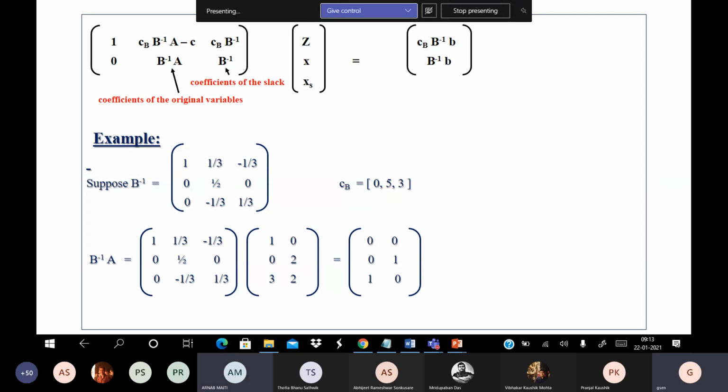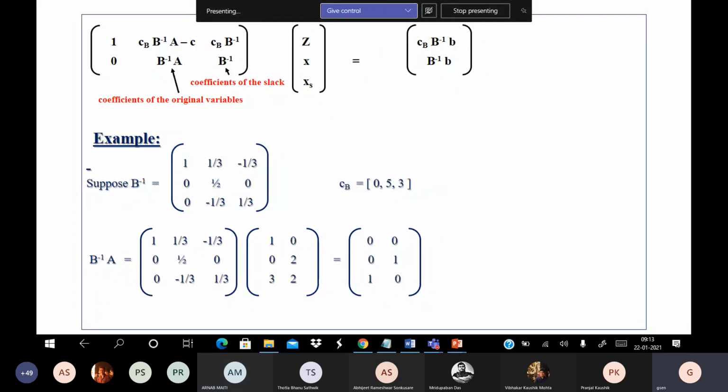Like the values we can find by multiplying the vector, small b, with B inverse. So we'll get the values of the basic variables. And for the value of z, we have to do CB B inverse b. Right. So we'll get the value of z. Very good. Okay.